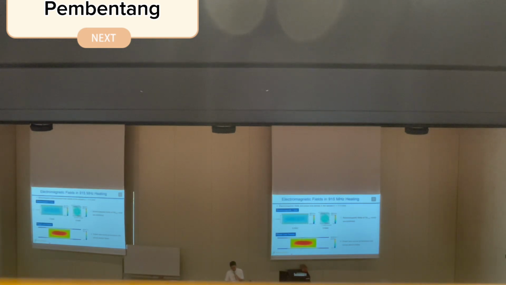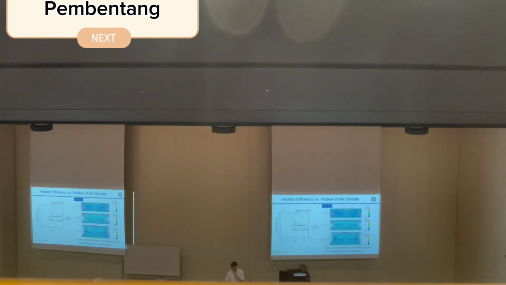And this is the electromagnetic fields in the sample. This is the E field and this is the H field, which show the electromagnetic fields of TM01 delta mode. And this is the power loss density in the sample. So power loss occurs at locations with strong electric field.